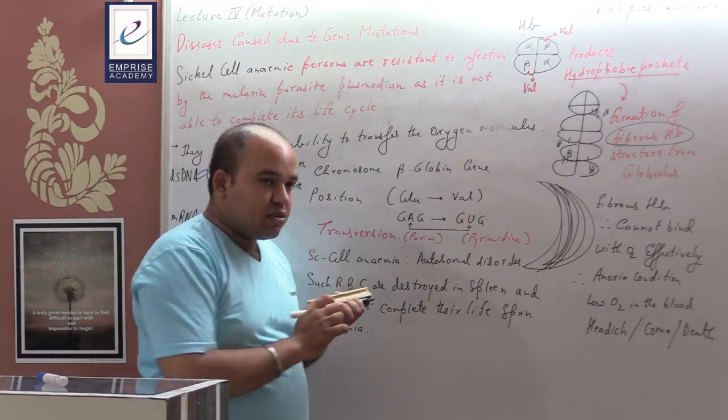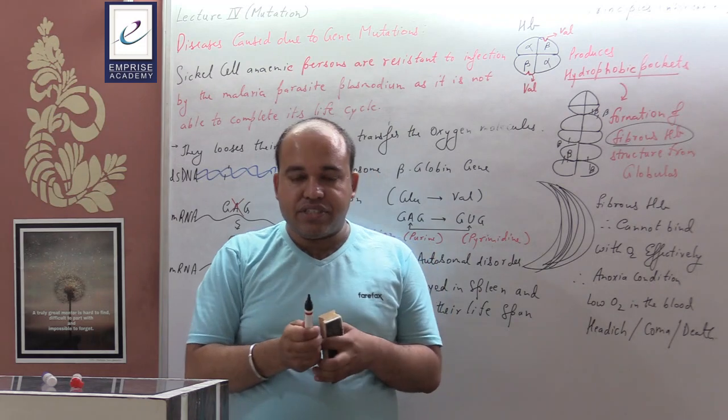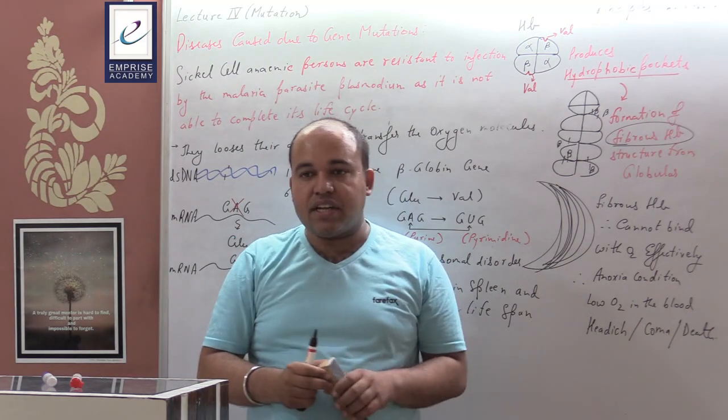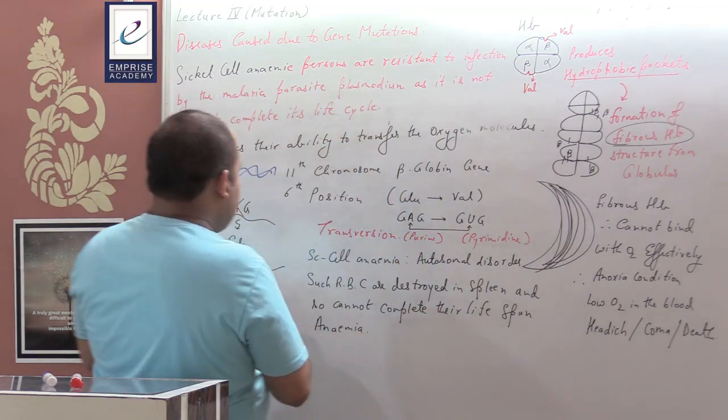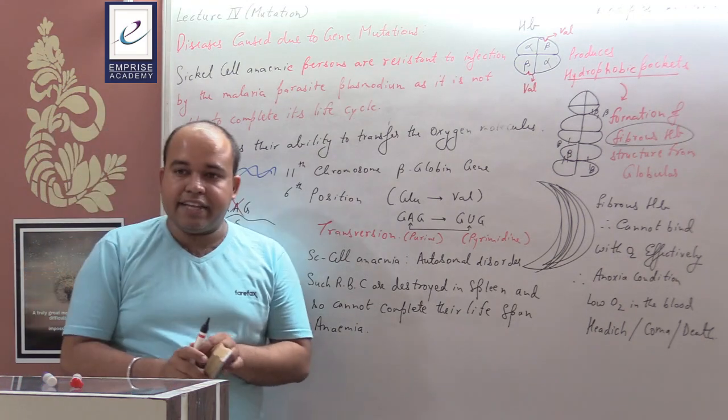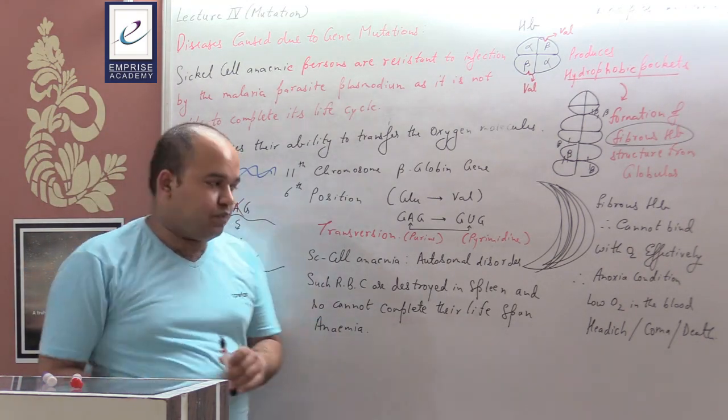Okay, this is all about sickle cell anemia. There are two other diseases that are remaining, so we are continuing our lecture and we will finish it off. The next one is referred to as alkaptonuria.